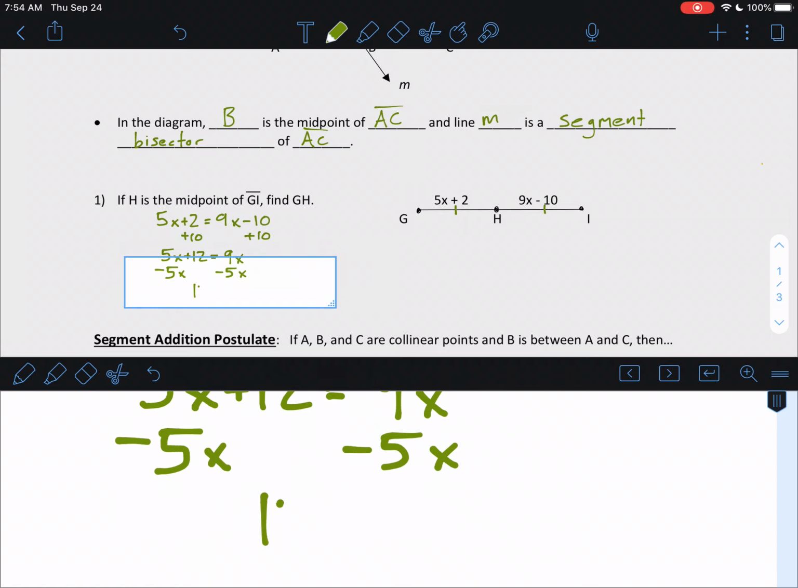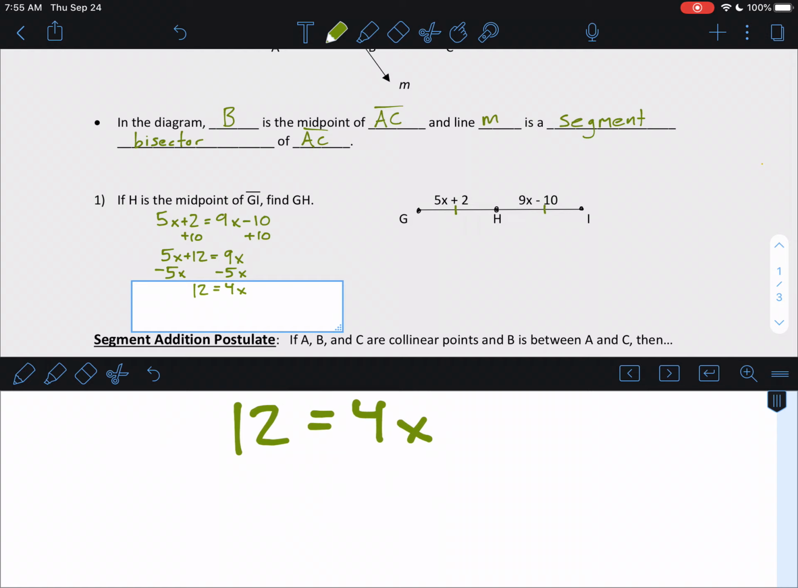So that gives me 12 equals, and 9x minus 5x is 4x. And my final step is divide by 4. So I got 3 equals x. So x equals 3 here. But that's not the question. The question was find GH.